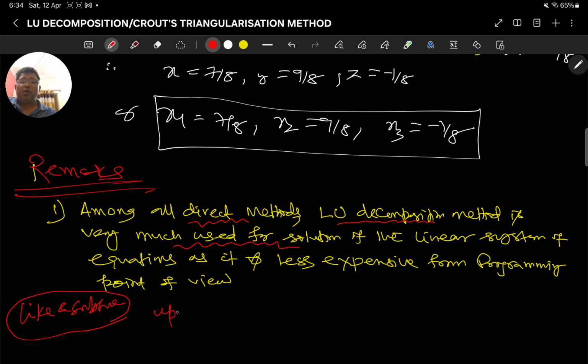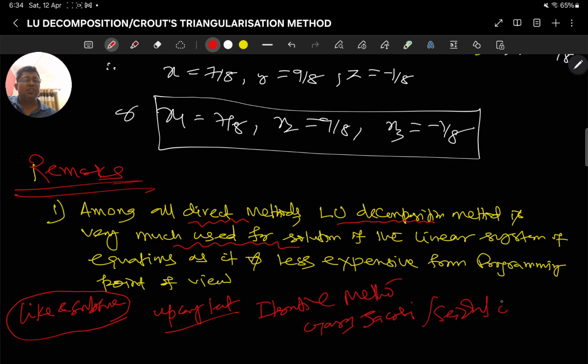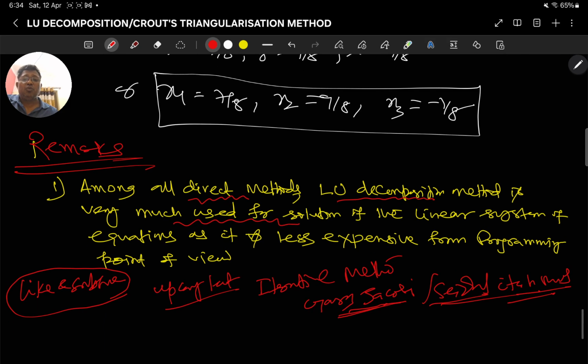In my upcoming lectures, I will discuss the iterative methods, like the Gauss-Seidel method and Gauss-Jacobi method, the iteration methods. Basically for a large number of variables, these iterative methods are fine. Moreover, they are used where the direct method will not work. So now we should close the lecture here.